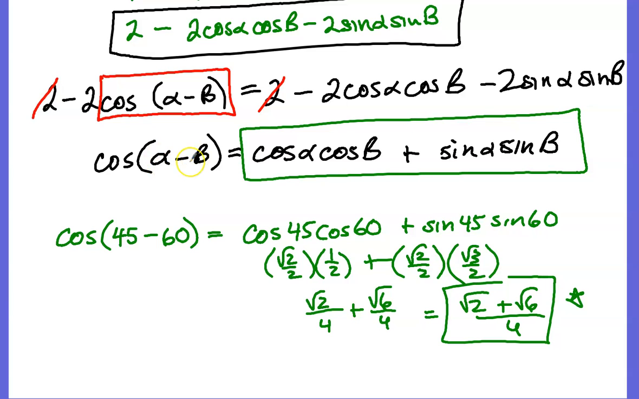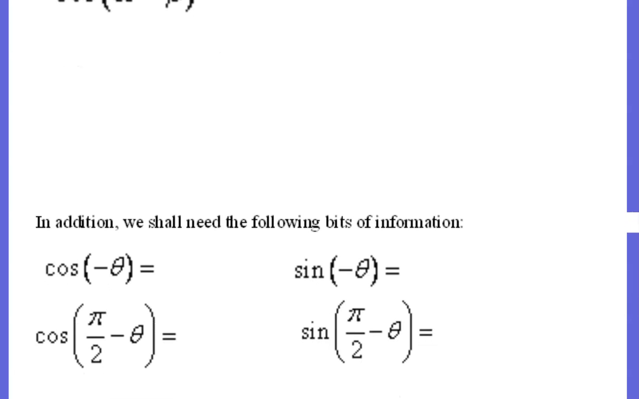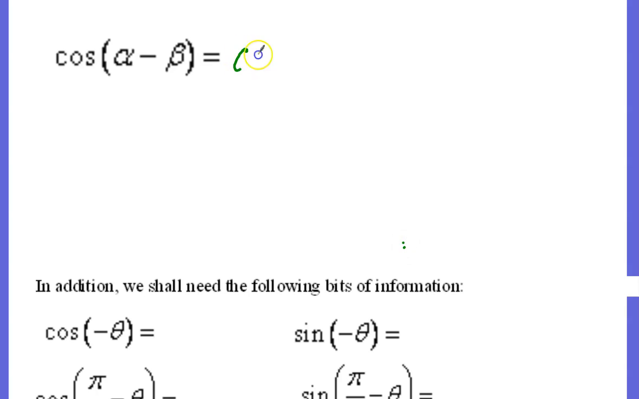But let's talk about the sum. So what if it was cos of alpha plus beta? Good news, we don't have to do that long proof again. If I wanted to change this, that was just me going to list it again. Remember, the identity was cos of the first, cos of the second, so cos, switch plus sine of the first, sine of the second. So there's the original one.